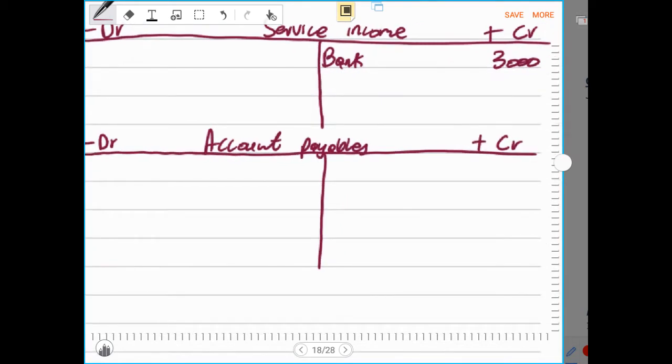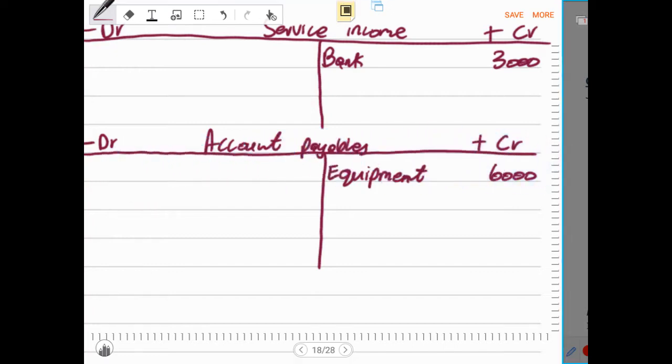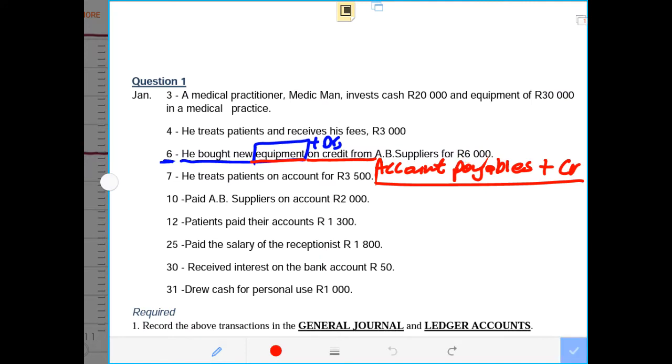So now in this case, our liabilities are increasing because we bought equipment and we did not pay for that equipment. Therefore now we say the reason our account payables are increasing is the one that we write here. The reason why our account payables are increasing is because we bought equipment, and that will be what we call the double entry, which is equipment of 6,000 rands. Then after we say we have completed this entry, and we go to the next entry.